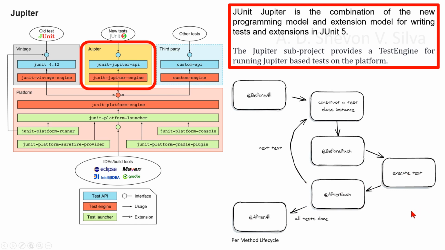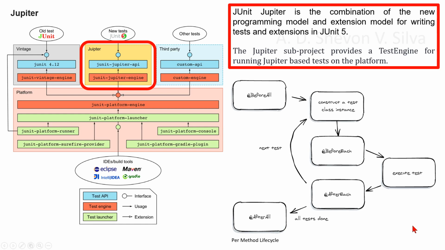Here you can see per method lifecycle. With regard to lifecycle methods, a lifecycle method is any method that is annotated with @BeforeAll, @AfterAll, @BeforeEach, and/or @AfterEach annotation. The lifecycle methods execute before or after executing the actual test methods. BeforeAll and AfterAll annotations denote that the annotated method should be executed before or after all test methods in the test class.